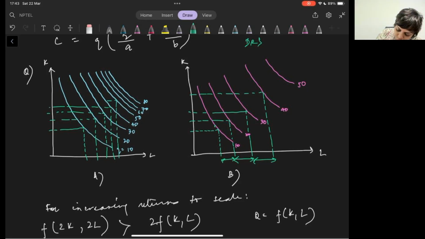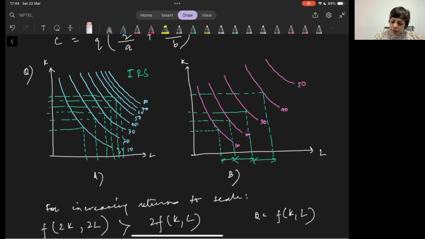So if the first time you increased it by 2, next time you increase by 1.5, then you're increasing by 1.25. You're increasing less and less to achieve the same increase in output. From 10 to 20, maybe you increased by 1.5. From 20 to 30, increased by 1.3. From 30 to 40, increased by 1.2, which means you're increasing less and less to achieve the same increase in output. So this is increasing returns to scale.